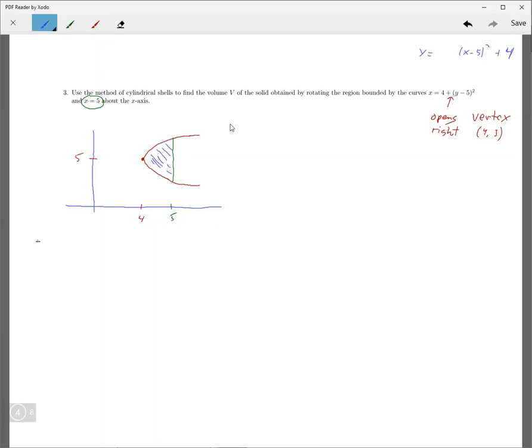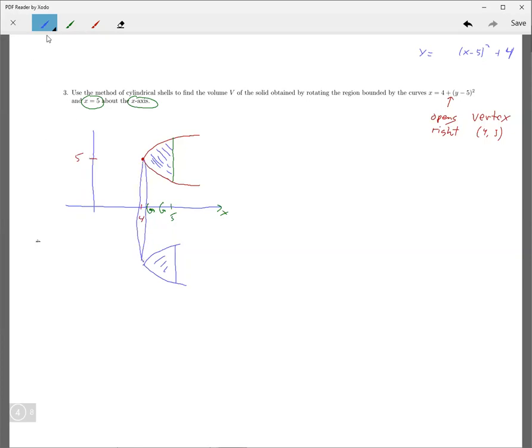Okay, so it's this region, and it's rotated about the x-axis. So here's the x-axis. It's rotated about this axis, okay? What's going to happen is this point gets rotated around. It's a circle. Line segments get rotated around. Basically, you'll see a mirror image down here, and it can be rotated like that.